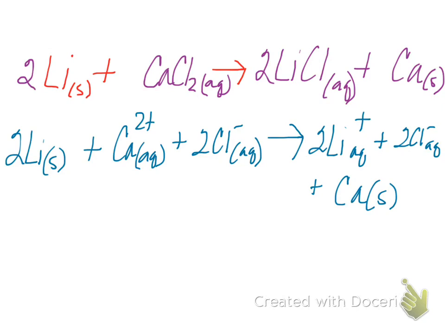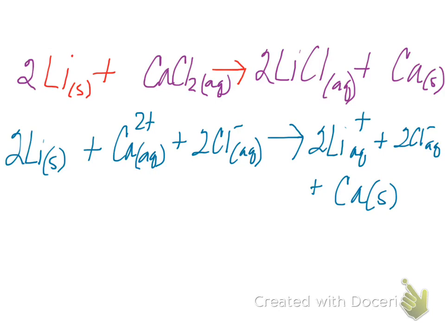Not lithium? How come not lithium? One's aqueous and one's a solid. Because in a single replacement, when it kicks calcium out, calcium is a solid by itself. But when it's together with chloride, it's an ion. Remember, when we kick something out and it's just the element by itself, then you have to go by its standard state, and the standard state of calcium is solid.